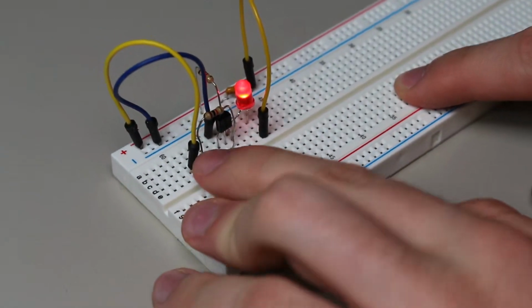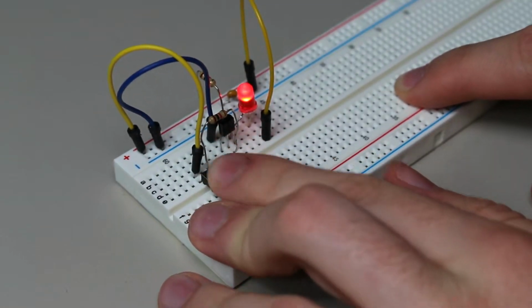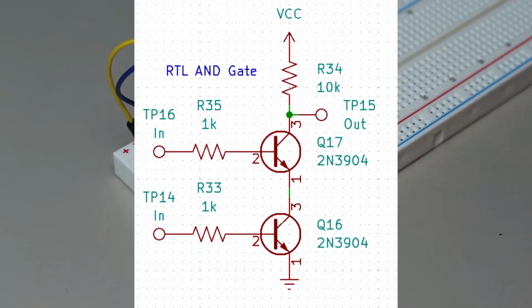This inverter is of the RTL logic type, and you can expand it further by chaining transistors together to make OR gates, AND gates, and everything else.